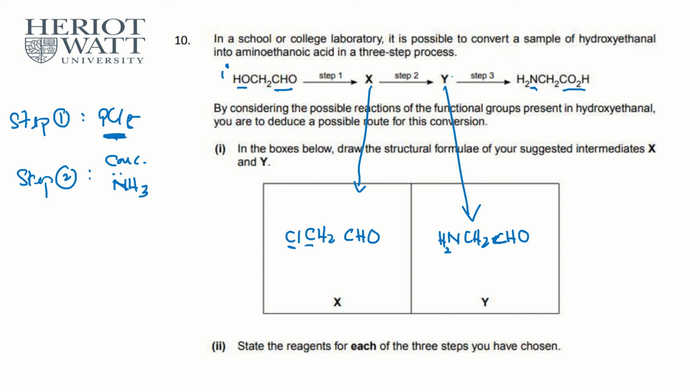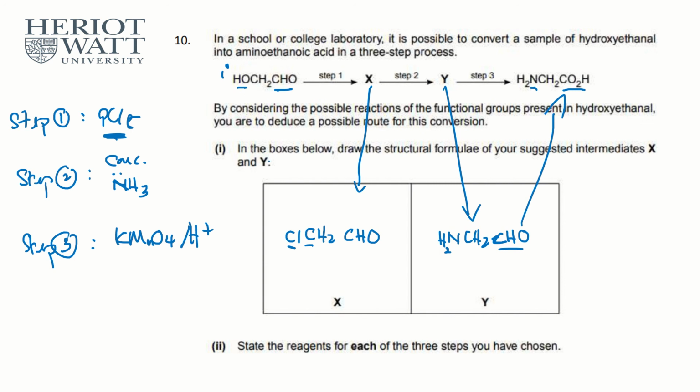Then only in step 3, we're going to change this into a carboxylic acid. How to change an aldehyde into a carboxylic acid? As simple as adding KMnO4, oxidation, acidified. There you go. So you change it into this compound then. So this is how we change it step by step into the final compound that they want. So you're expecting this in your exam.